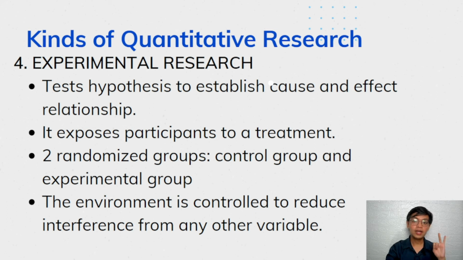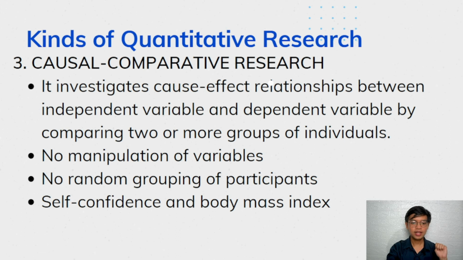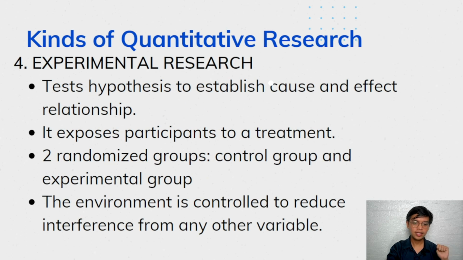The second one is correlational research, which tries to see a relationship between two or more variables. The third is causal comparative research, which tries to see cause and effect relationship between two or more variables without giving any treatment, without randomly grouping the participants. The fourth is causal experimental research. In experimental research, we test hypotheses to establish cause and effect relationship. So those are your four kinds of quantitative research.